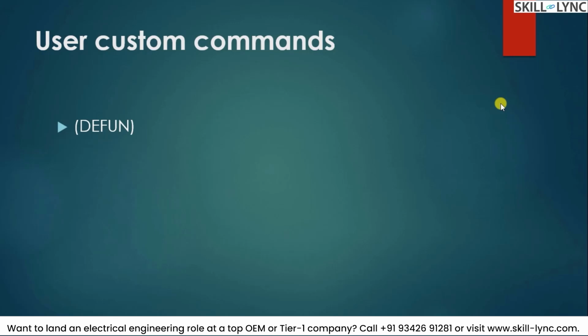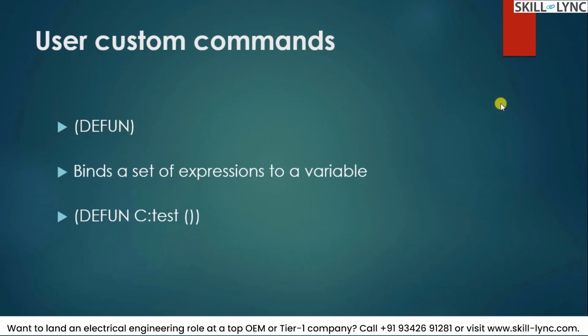So we define the custom command by using the function name defun. This binds a set of expressions to a variable and executes it. For example, defun C:test. Here test is the custom command that you are executing. You can see that the parameters or variables to this command test is the innermost set of open and close parentheses, whereas the defun function assigns this variable test here.